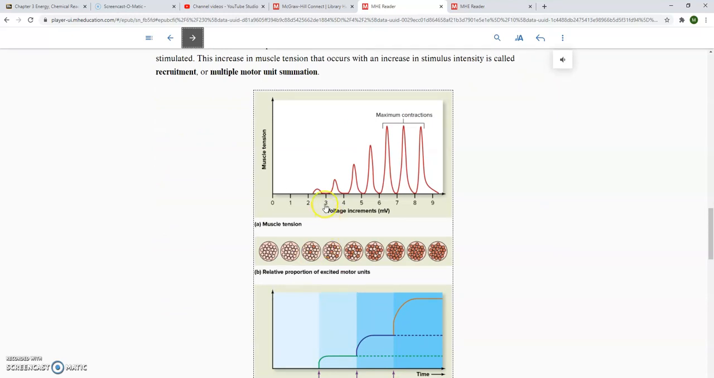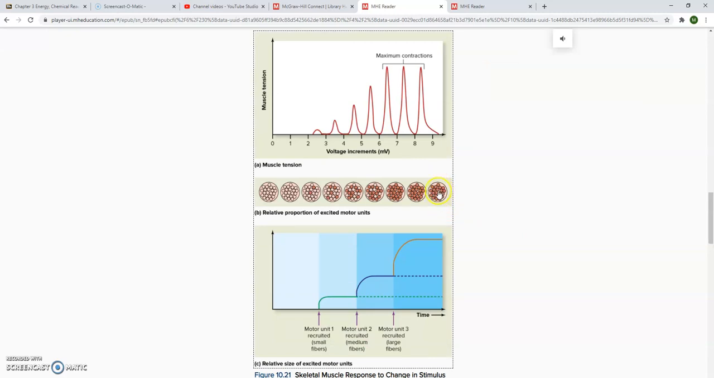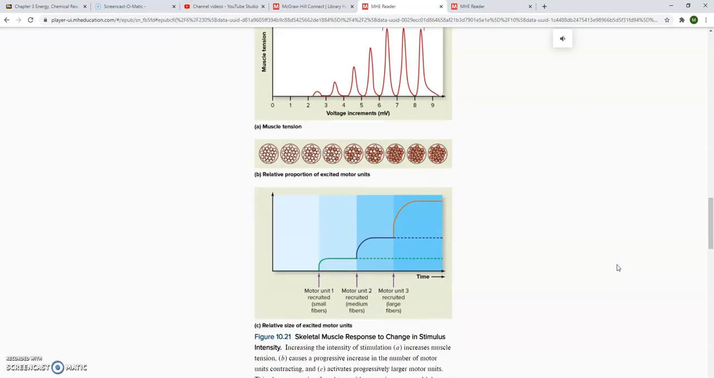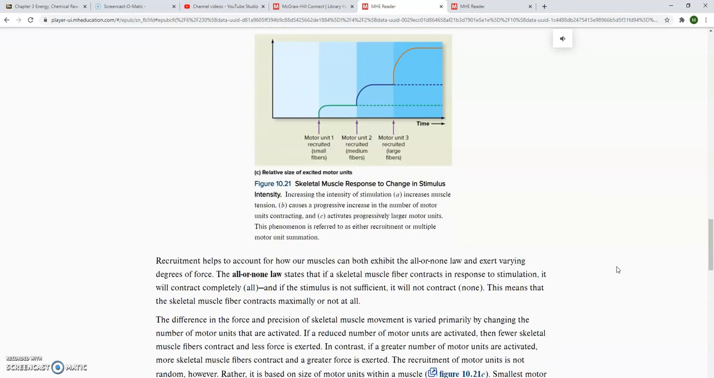So if we just stimulate a few of our muscle cells, then we get just a few of them contracting and providing some muscle tension. If we stimulate all of them, we can get the highest or maximum amount of muscle tension. So again, we can vary the force we need to use depending on what we want to pick up or what we want to move. All right.